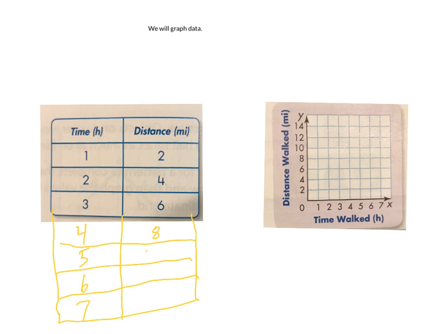5 hours would be 10 miles. 6 hours would be 12 miles. And 7 hours would be 14. Now we're going to take the information from this table and put it on this graph here.